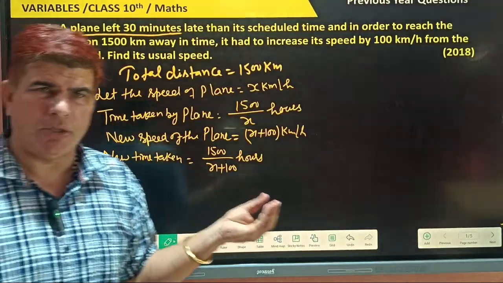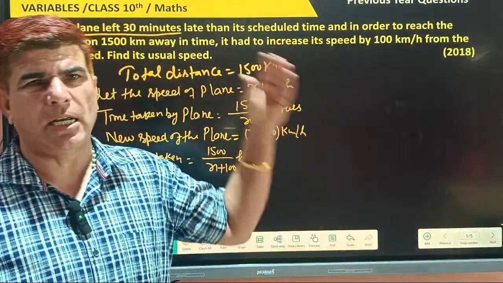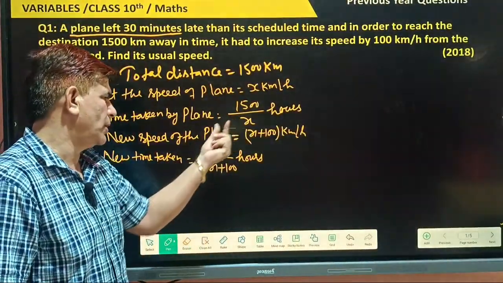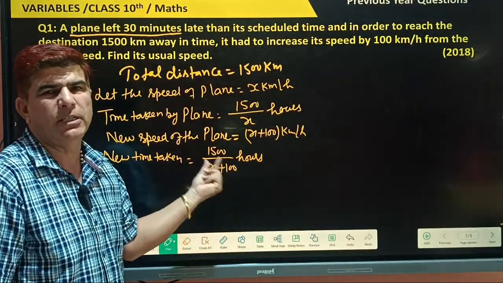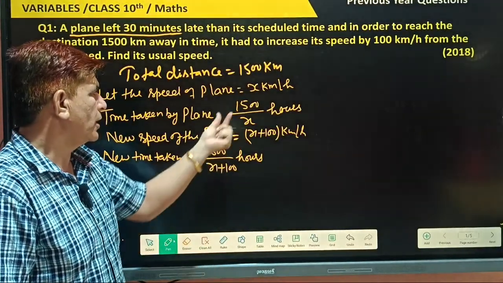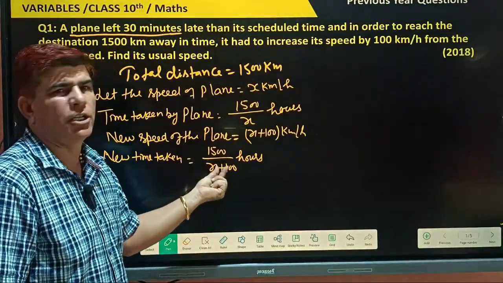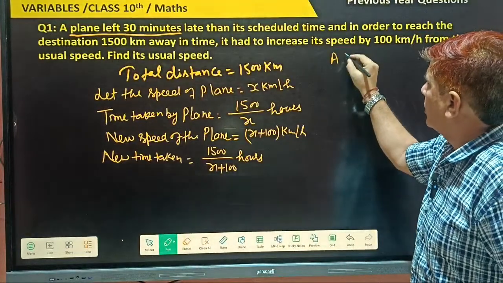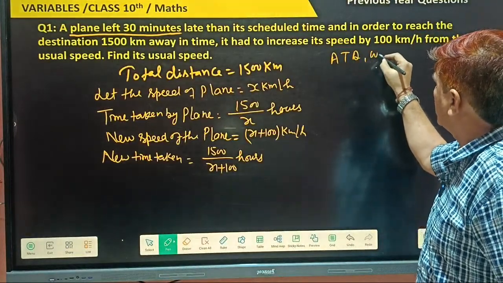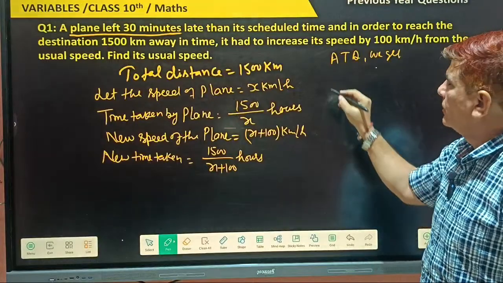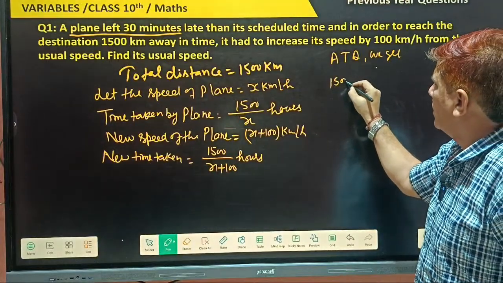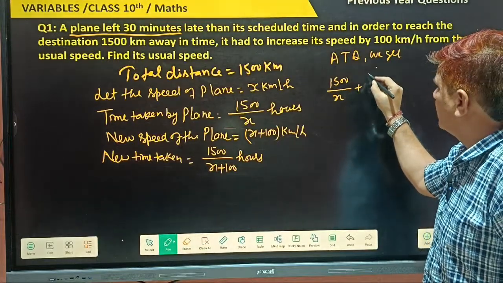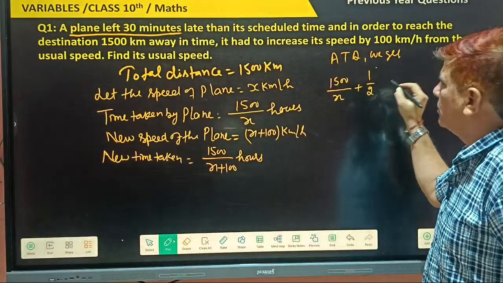This we know: speed and time are inversely proportional. If speed increases, time decreases, and if speed decreases, time increases. Here speed is x kilometer, here it is x plus 100, meaning speed increases, so time decreases. So this time is 30 minutes more than it. Now we can write according to the question: 1500 by x plus 30 minutes, 30 by 60, 1 by 2, we have written.